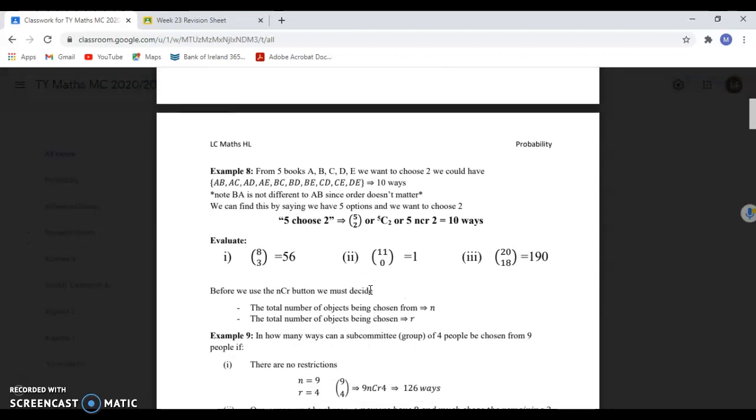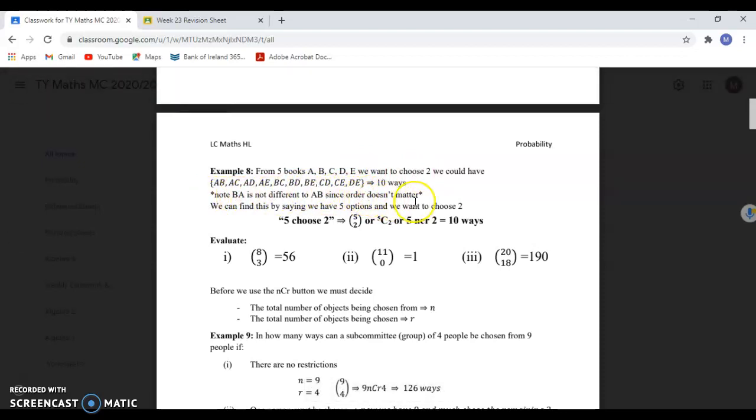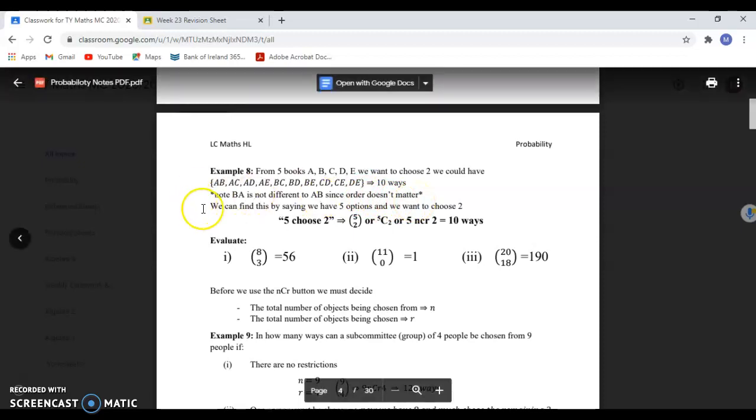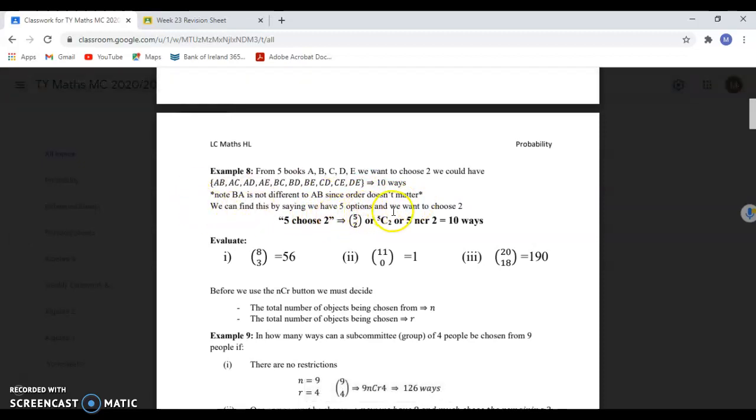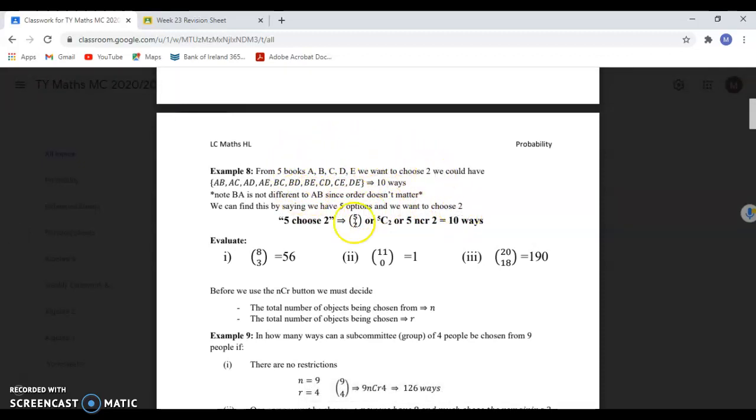Okay, so from 5 books A, B, C, D, E, we want to choose 2. You could list them all out: AB, AC, AD, AE, BC, BD, BE, CD, CE, or DE. There's 10 different ways. Note, BA is not different to AB since the order does not matter. We can say this by saying we have 5 options and we want to choose 2. So from 5, choose 2. And the way that we write it is this brackets way, from 5, choose 2. And it's going to be 10 ways.